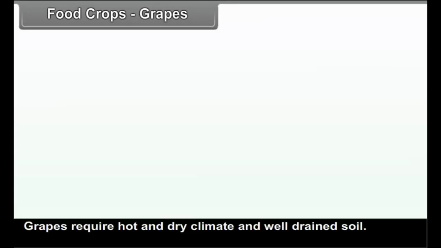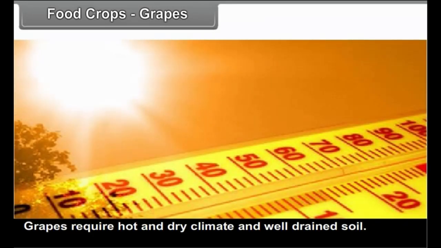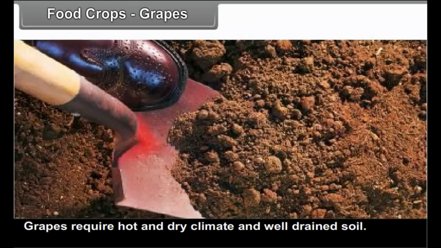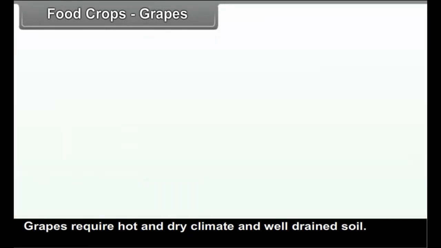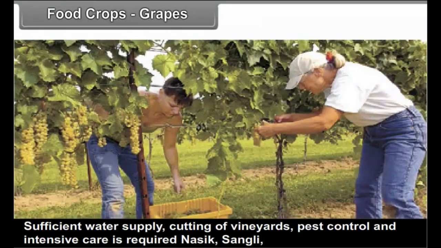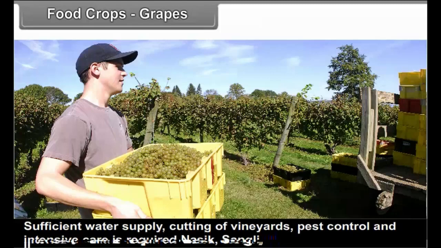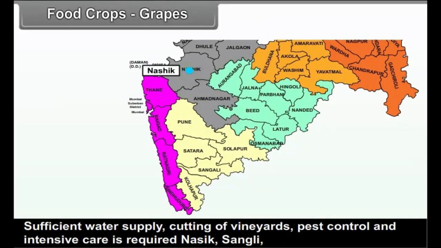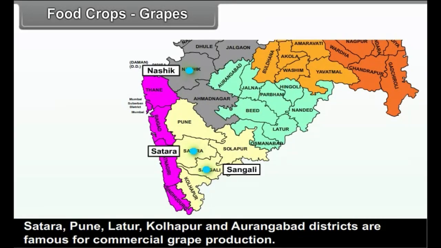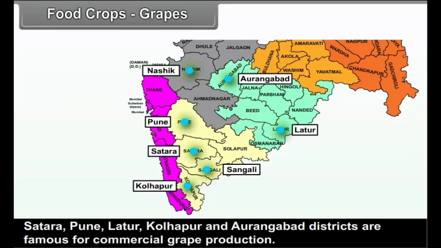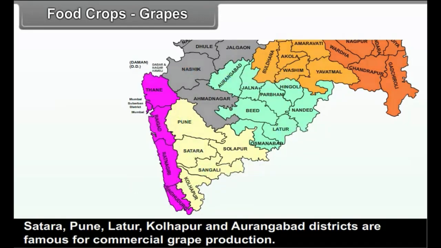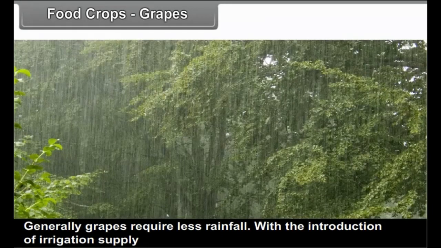Grapes. Grapes require a hot and dry climate and well-drained soil. Sufficient water supply, cutting of vineyards, pest control and intensive care is required. Nasik, Sangli, Satara, Pune, Latur, Kolhapur and Aurangabad districts are famous for commercial grape production. Generally, grapes require less rainfall.